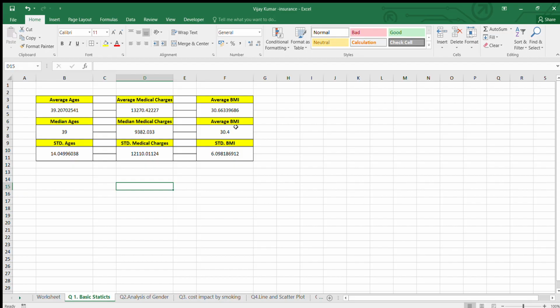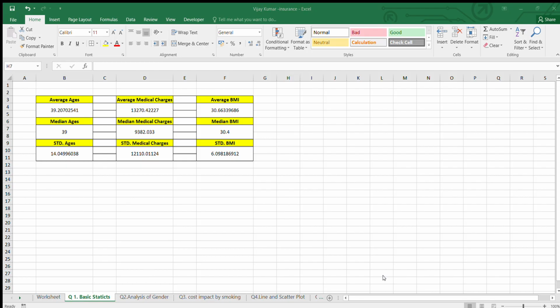So here we are explaining the data. Sorry, here this is the median. So this is the median of BMI. All of this data I have calculated earlier, and showing like this. The first question has been completed. All three parts I have completed. Let me move to the second question.